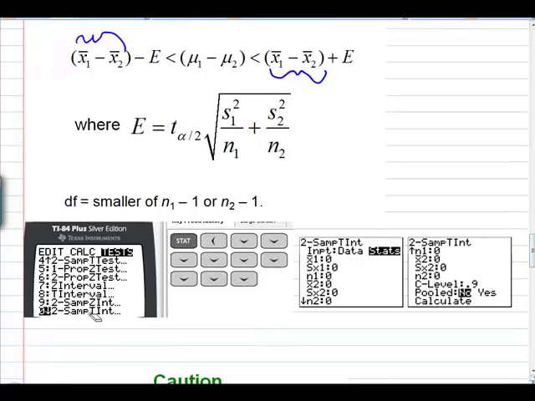So for the test, if you want to do a 2-sample t interval, make sure the last letters on the calculator are INT and not test. So we have 2 samples, either interval or test.